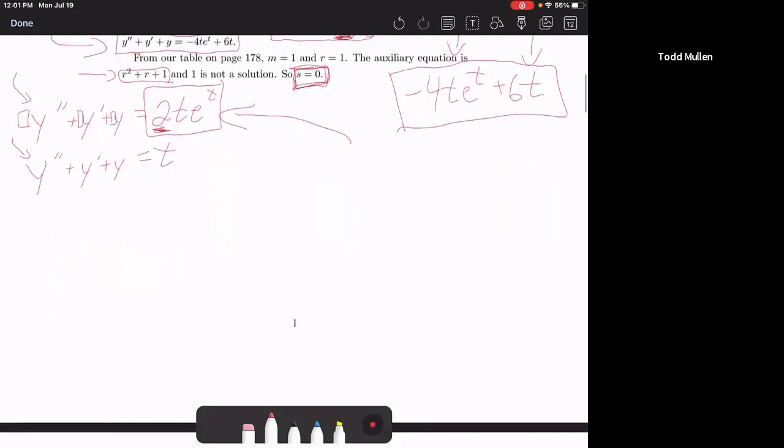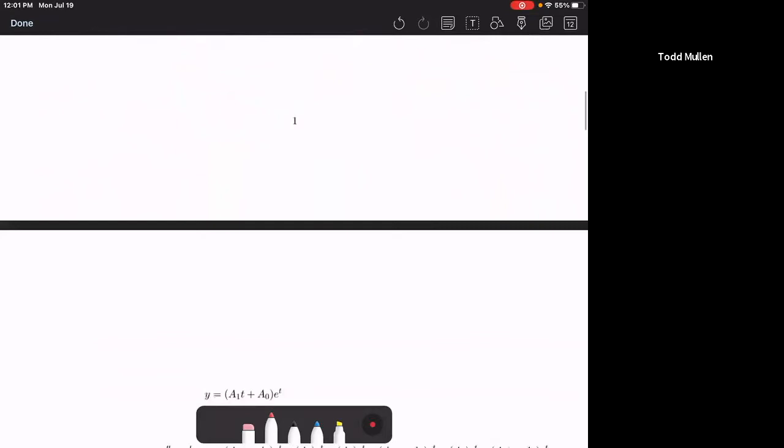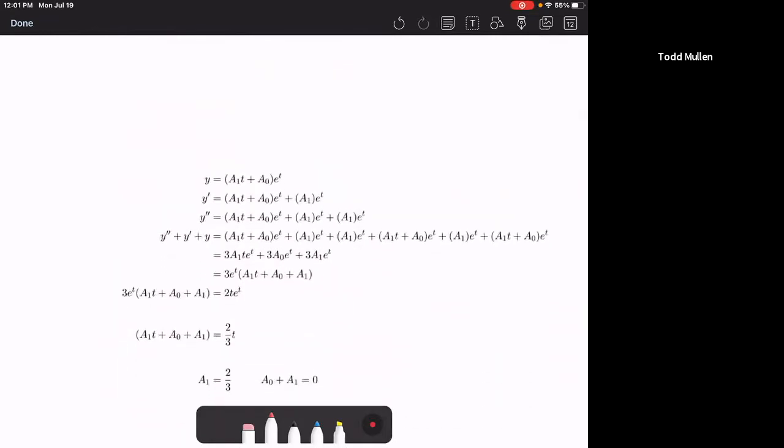So what does our table tell us is the form then? It gives us a1t plus a0 times e to the t. Note that a lot of more complicated elements just aren't here. We don't have to multiply by some t to the s term, we don't have to have e to the rt. Some of these things just cancel out because we're dealing with such a simple equation. So it's just a1t plus a0 times e to the t.